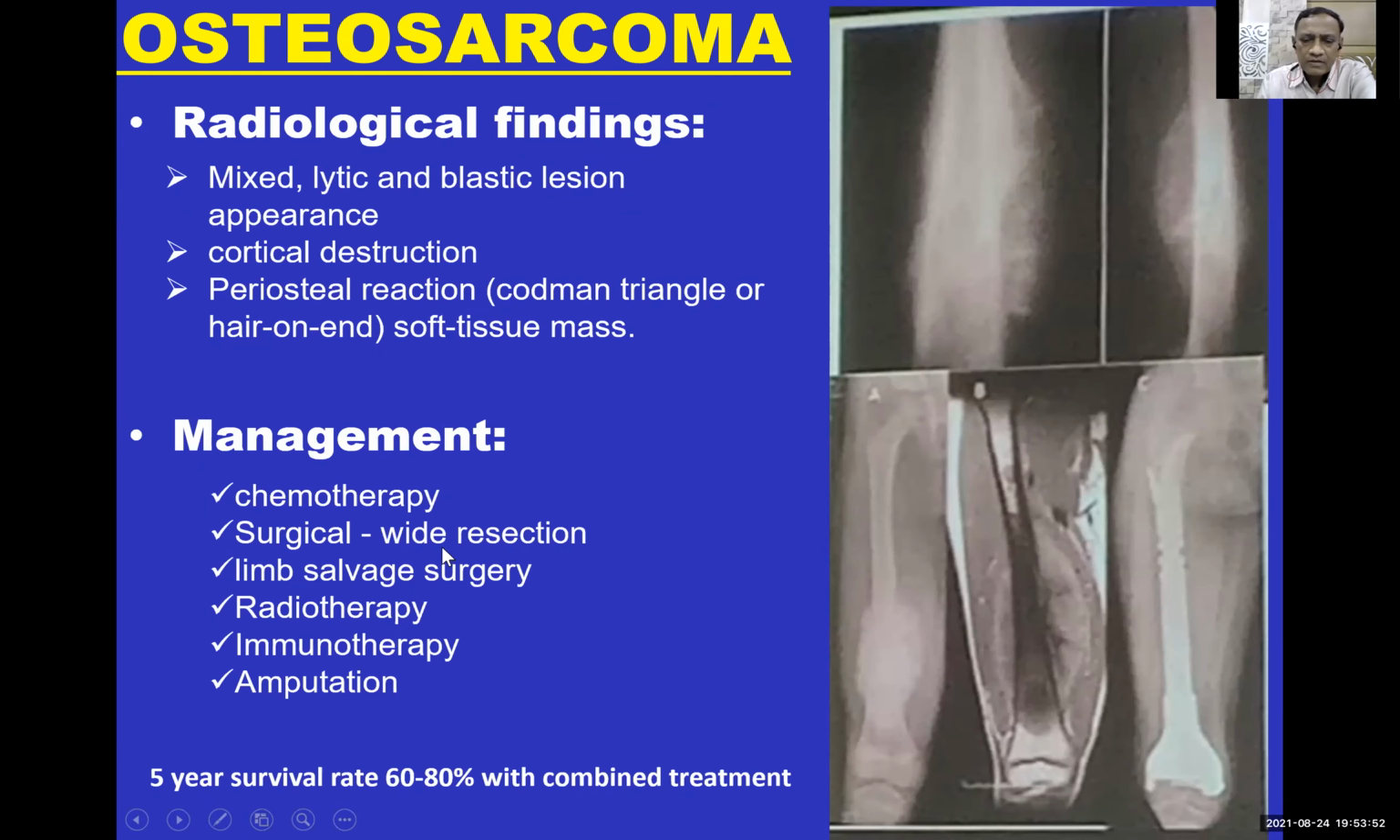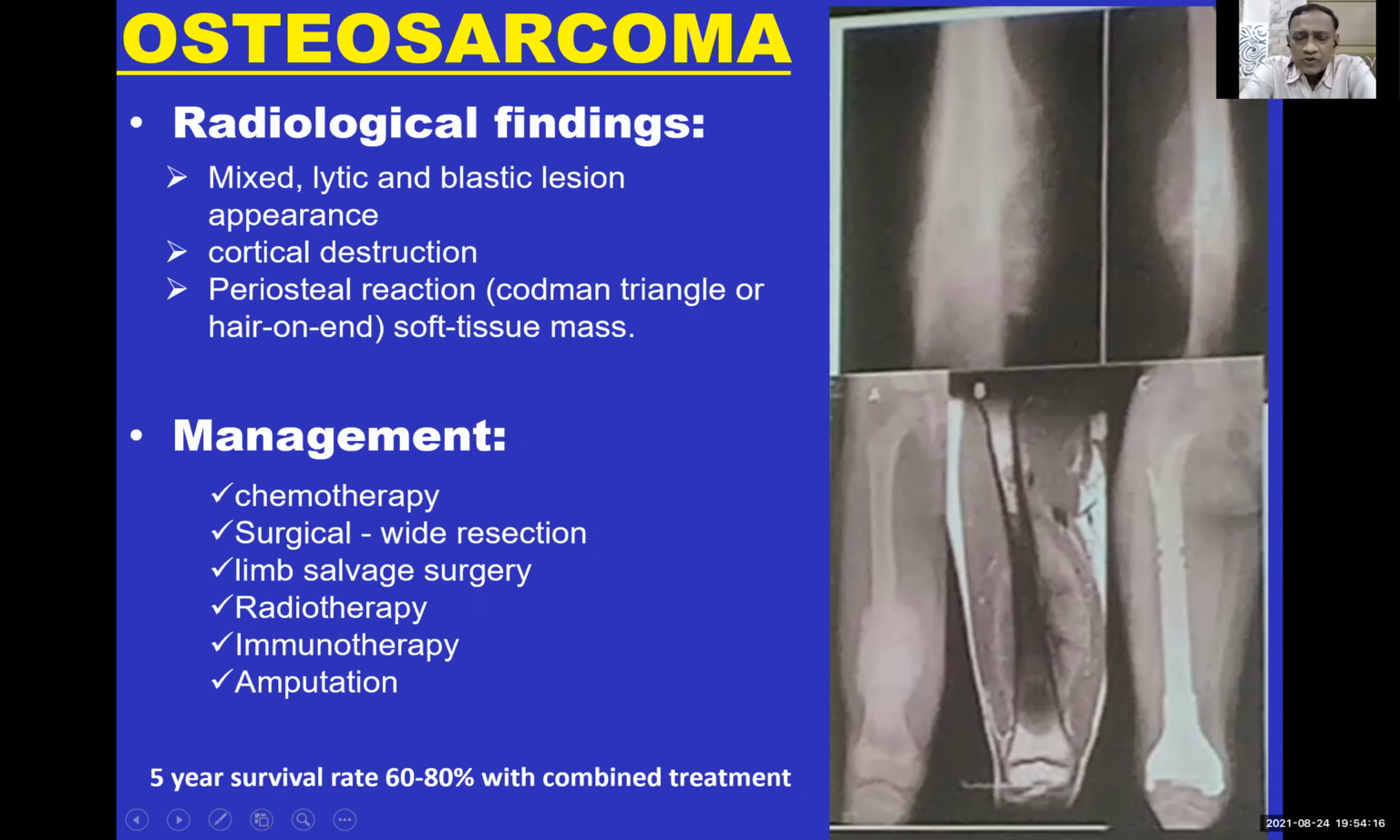But preoperatively, you must give neoadjuvant chemotherapy. With this, the 5-year survival rate is almost 60 to 80%. And this is a tumor arising from the lower end of the femur, which was given preoperative chemotherapy. Then the whole tumor was excised and replaced with a prosthesis.